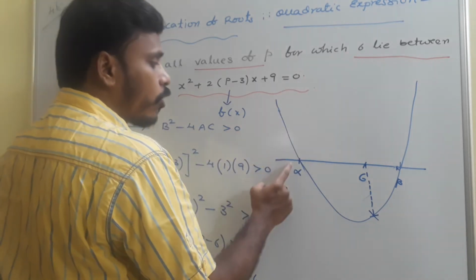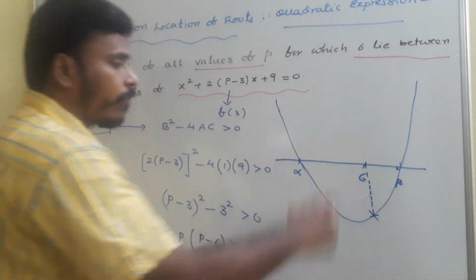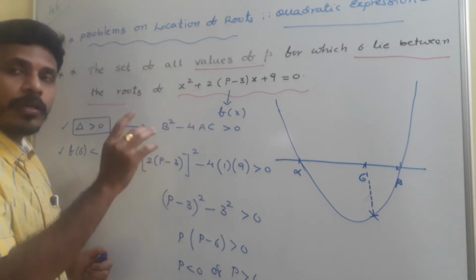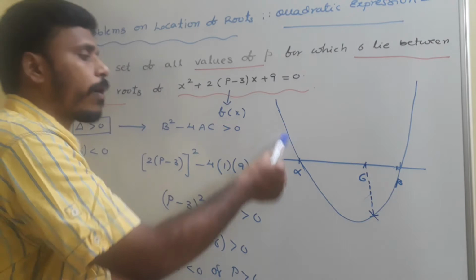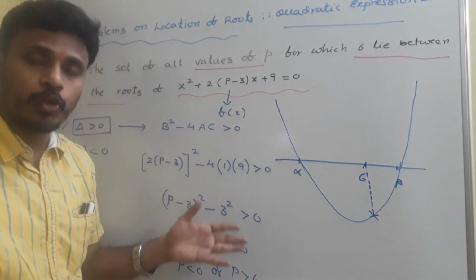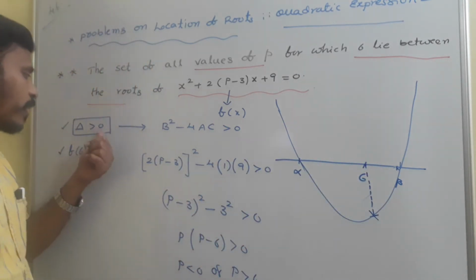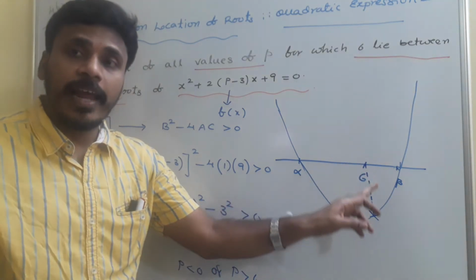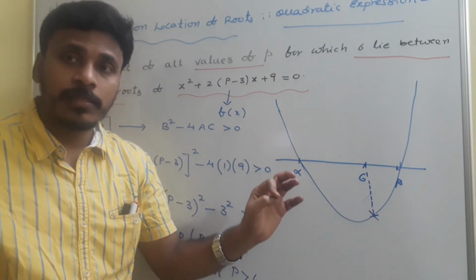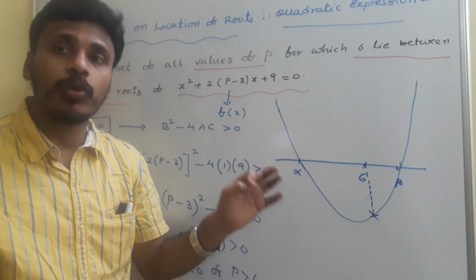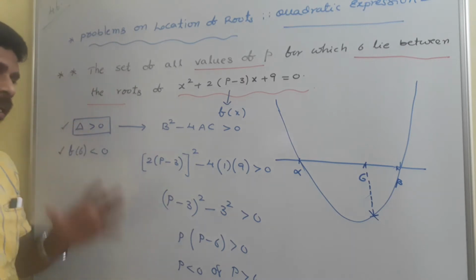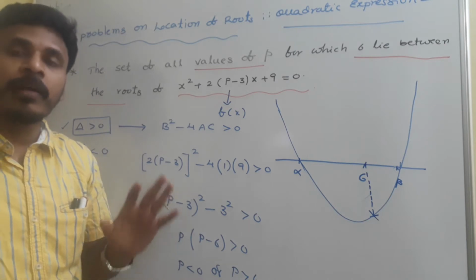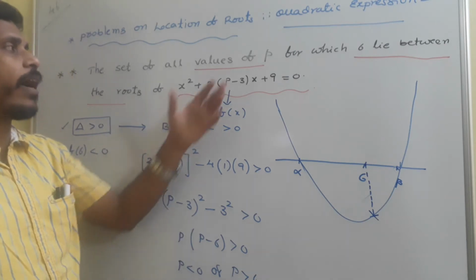Since 6 lies between the roots, here it is alpha, there it is beta, in between them I have 6. Since the coefficient of x square is positive, the graph is an upward parabola, so it passes through the roots. Since it is passing through the two roots alpha and beta, clearly delta is positive, greater than 0. And the other thing, at 6 the graph is below the x-axis, at 6 the expression value is negative, and so f of 6 less than 0 is the other condition. At the end, these two are the only conditions which help us to find the values of p.